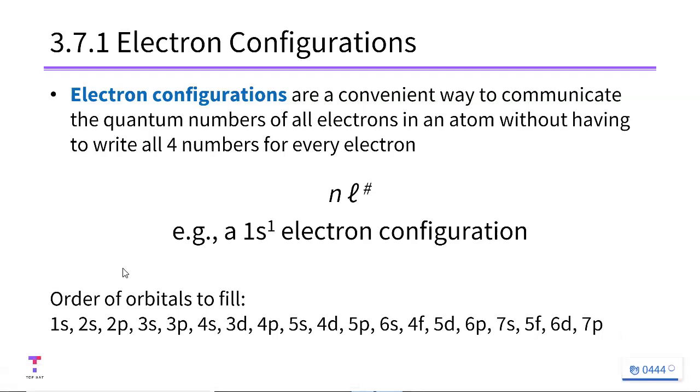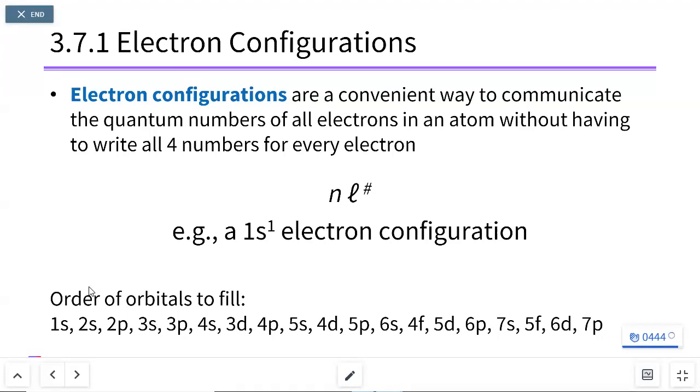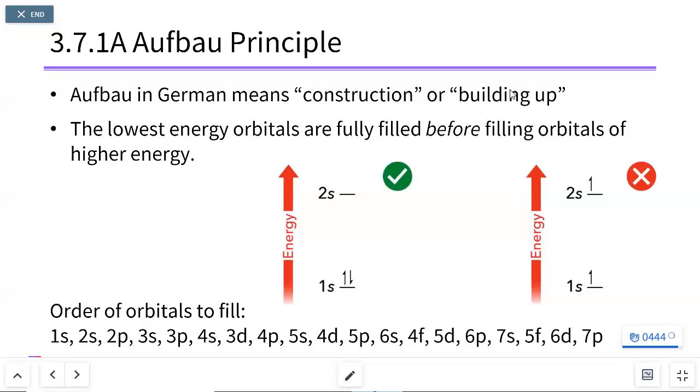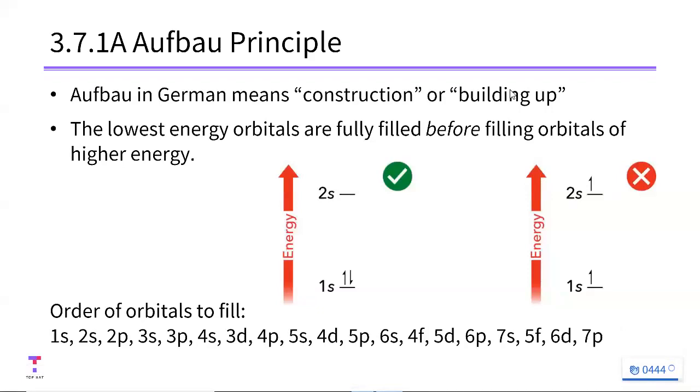Now, these slides here have an order of filling, and we're going to largely ignore this order of filling, not because it's incorrect, it is correct, but more because we have a better way of doing it other than just memorizing this list. And we'll get to what that way looks like here in a second. But before we get to that, we need to understand that there are two guiding principles that give us electron configurations and help us to make sense of them. The first is something called the Aufbau principle.